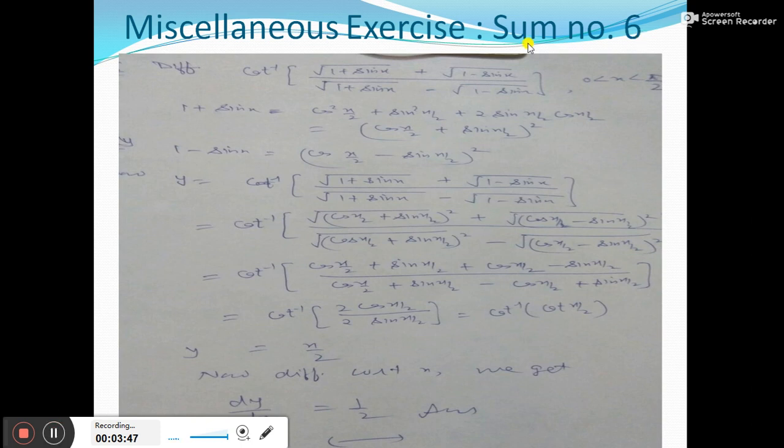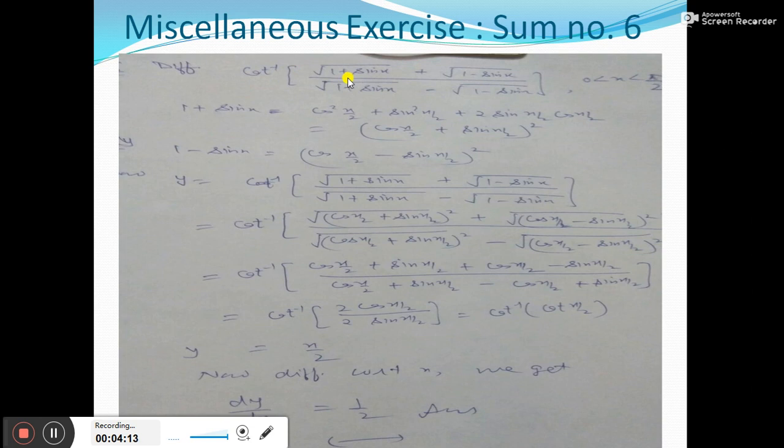Next question, sum number 6. Differentiate cotangent inverse of square root of 1 plus sin x plus square root of 1 minus sin x, upon root of 1 plus sin x minus root of 1 minus sin x. In this question, first of all, we have to simplify this term before doing the derivative.